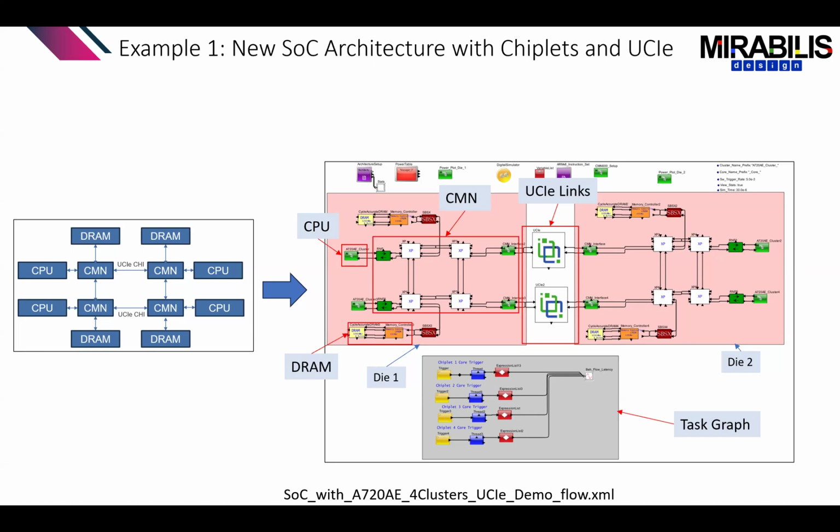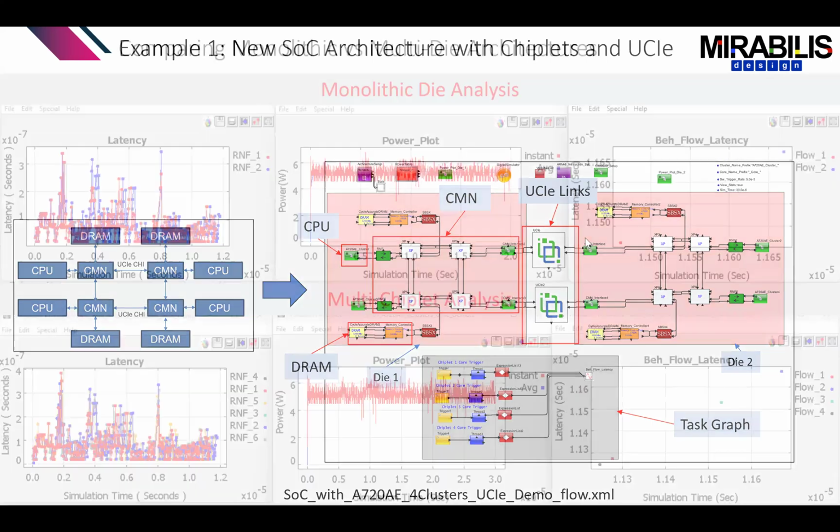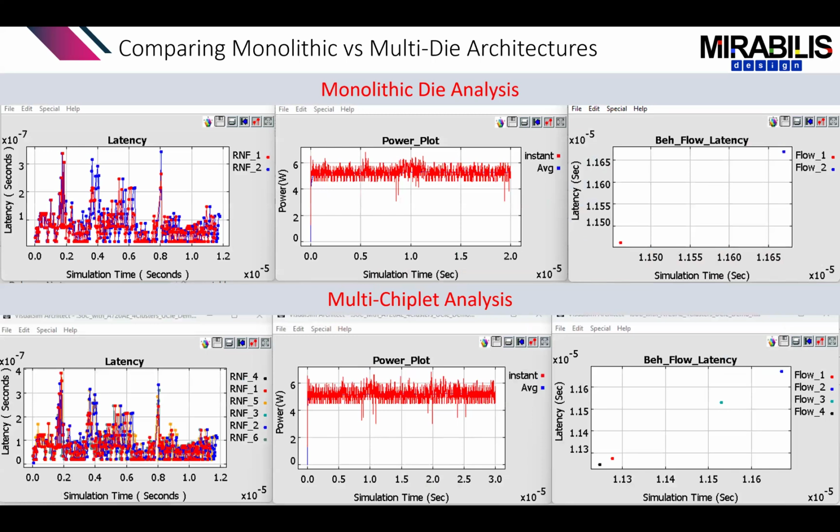Again, we have the task graph, which describes the details of how the application is running and how the application is configured. In this particular case, when you do a comparison, what you notice is the monolithic die actually has a significantly lower latency, which only goes to a maximum of about 320 nanoseconds. But here you can notice we're almost hitting 400 nanoseconds, and you also notice that the ranges are also significantly higher here. So there is a difference going from monolithic to multi-die.